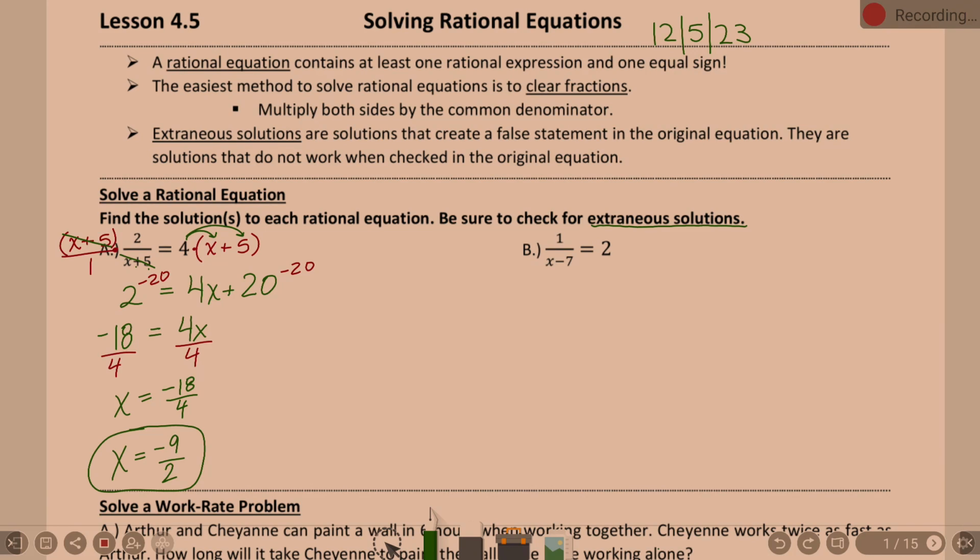Let's try one more of these. Let's try B. 1 over x minus 7 equals 2. What are we going to do to solve this equation for x? If it's 1 divided by x minus 7, we're going to multiply by x minus 7. What we do on one side, we do on the other side. On the left, since we're multiplying by a fraction, I made x minus 7 a fraction by putting it over 1. What happens on the left?